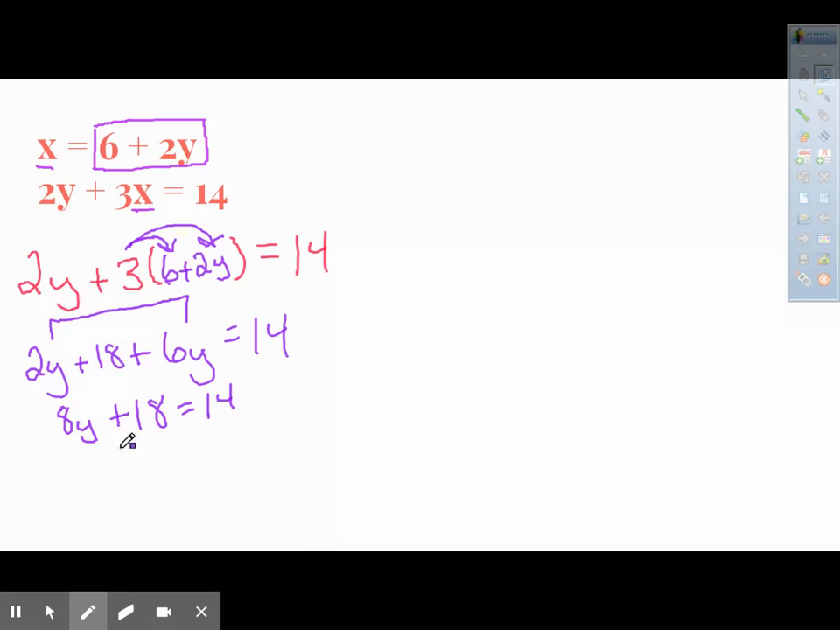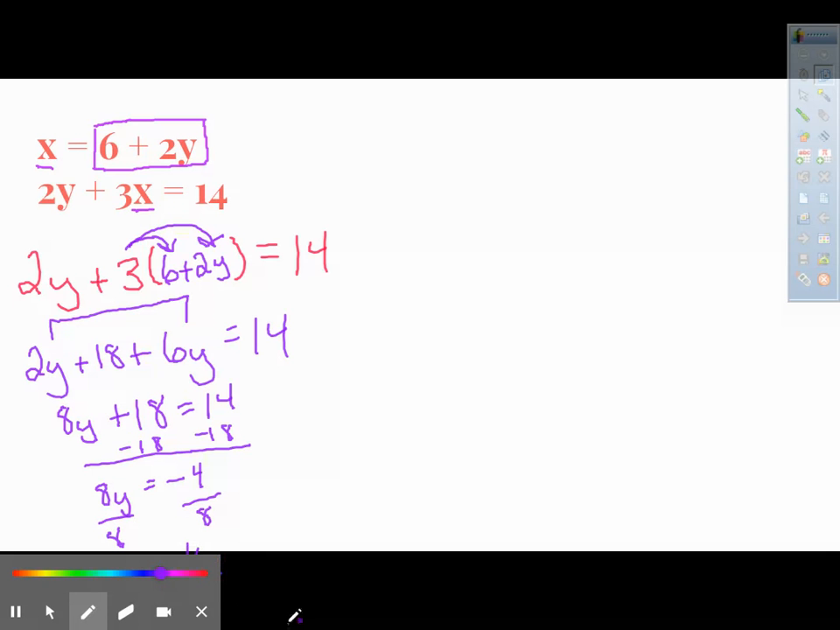Now you subtract 18 over. And you get 8y equals 14 minus 18, which is negative 4. Divide both sides by 8. Negative 4 divided by 8 is going to be negative 1/2. So y equals negative 1/2, or negative 0.5. Either one's fine.